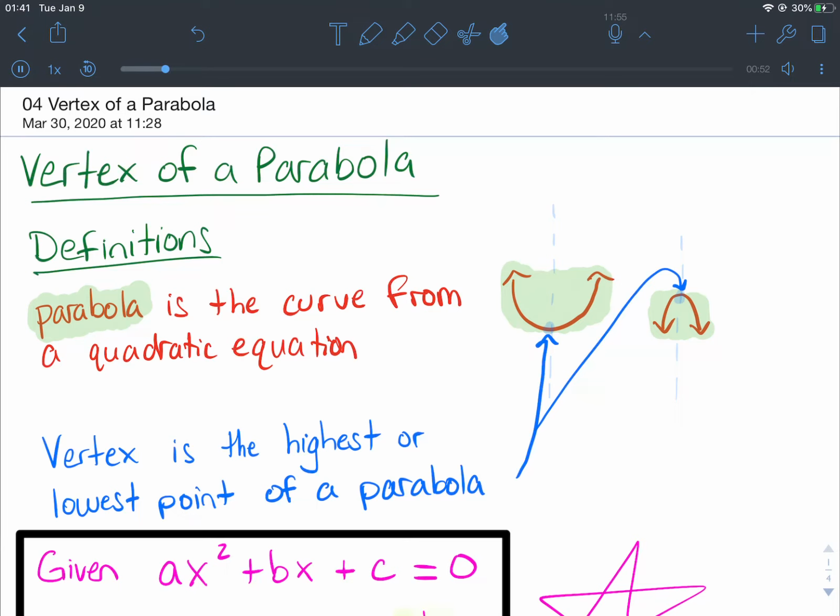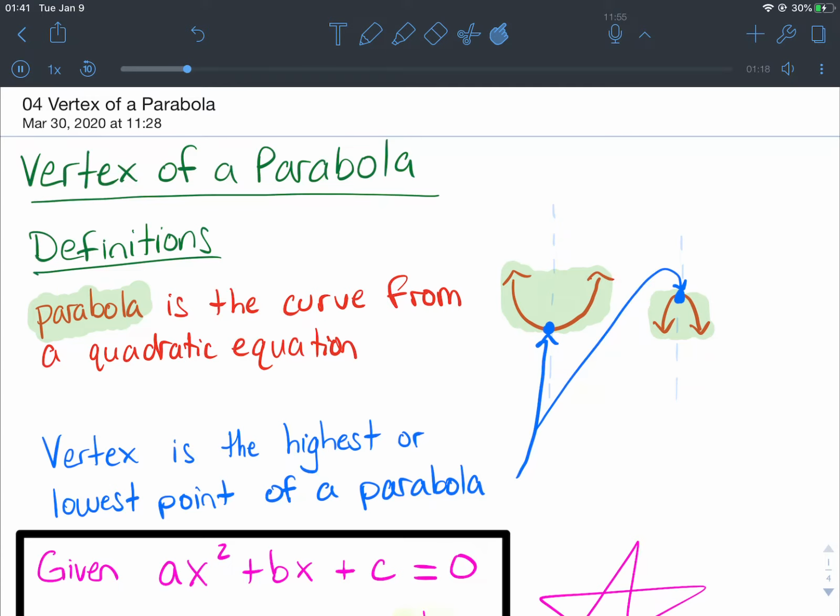Next thing we have is the vertex. The vertex is the point, the highest most point or the lowest most point. So the curve on the left has the lowest most point right over there and the highest most point over there. That is known as your vertex. That is your center point.